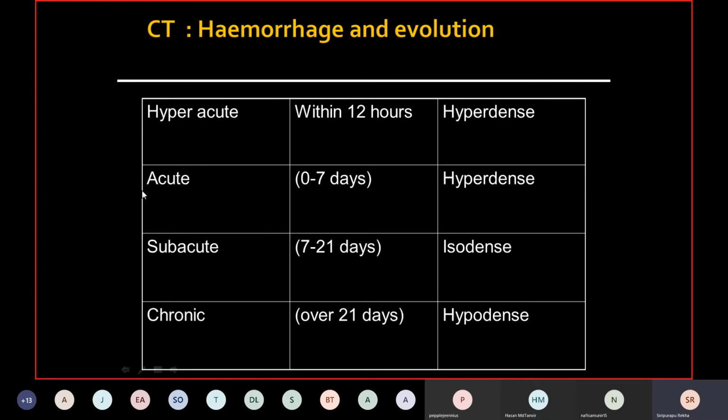So I've taken you through the slide. I'm just showing it again just to say that the way the hematoma evolves is very similar to what we have seen in the context of extradural and subdural. So hyperdense, then isodense, and then hypodense. So on CT, it's very straightforward.